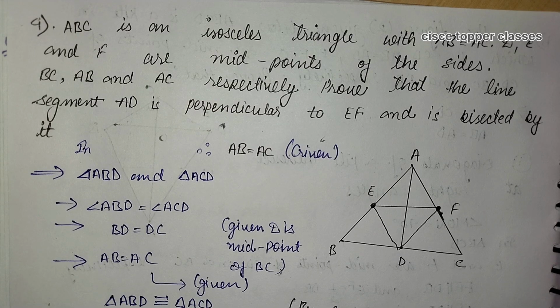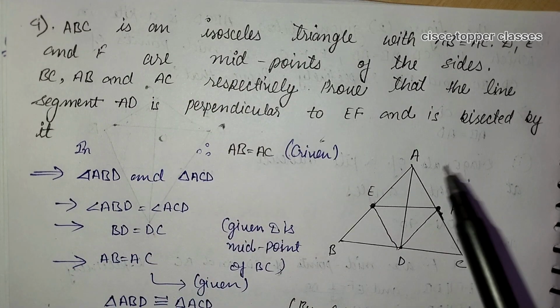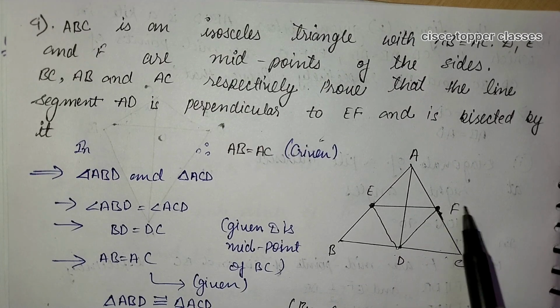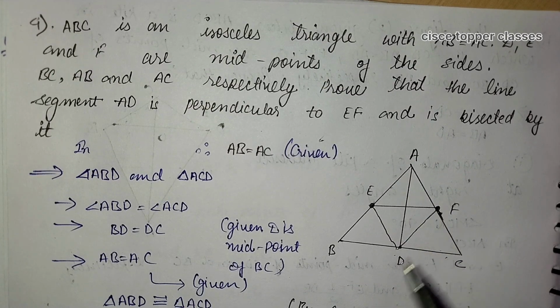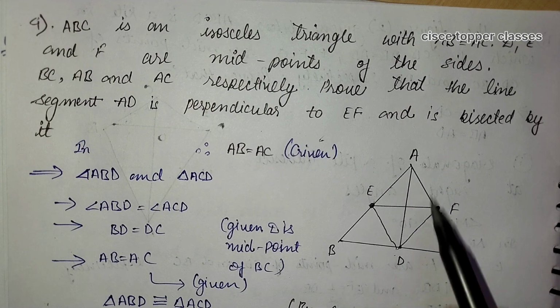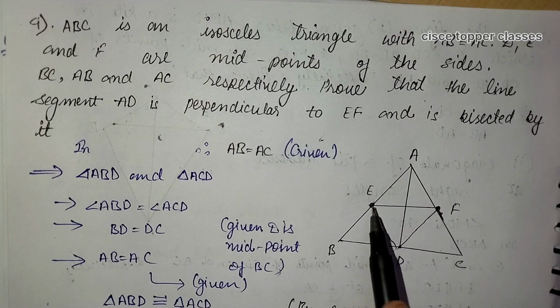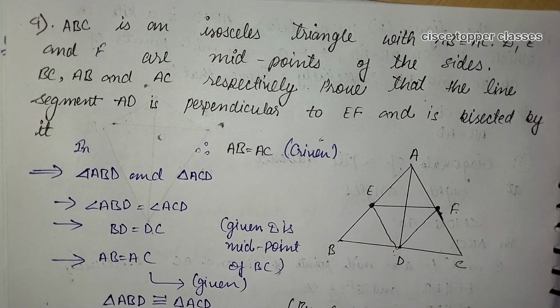Now let us solve the ninth question here. ABC is an isosceles triangle with AB equal to AC. D, E and F are midpoints of the sides BC, AB and AC respectively. Then we have to prove that the line segment AD is perpendicular to EF and is bisected by it.